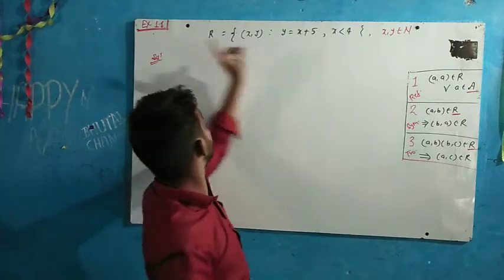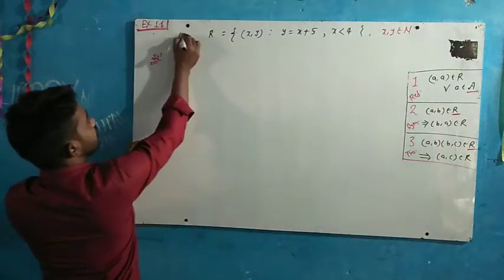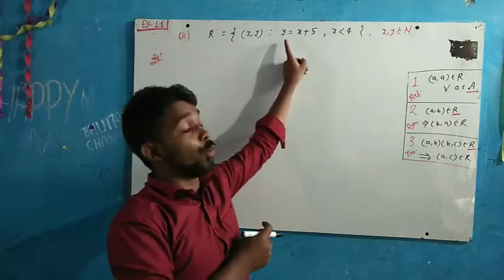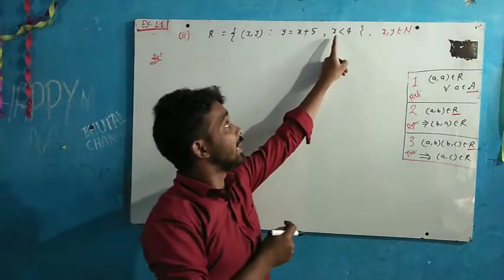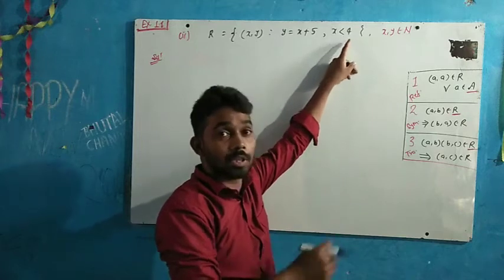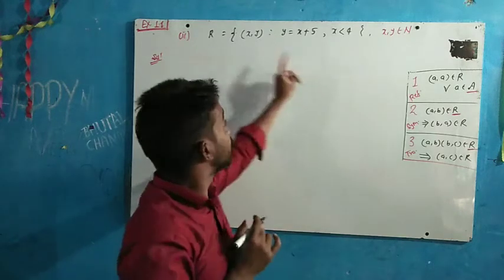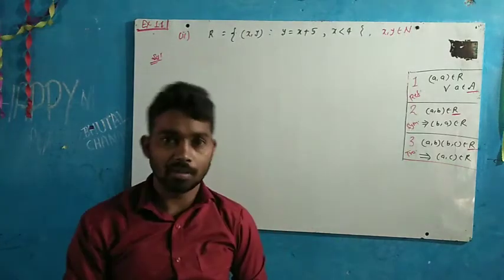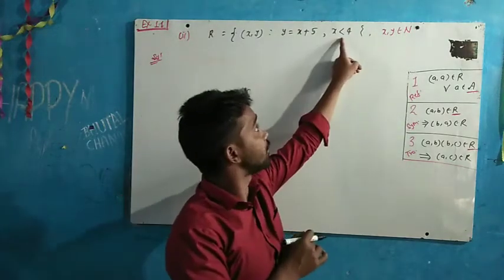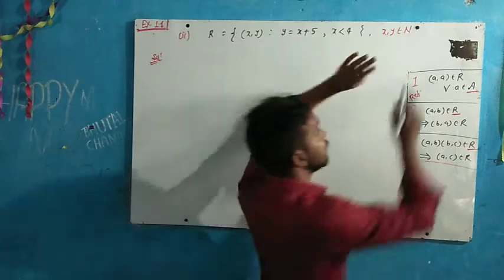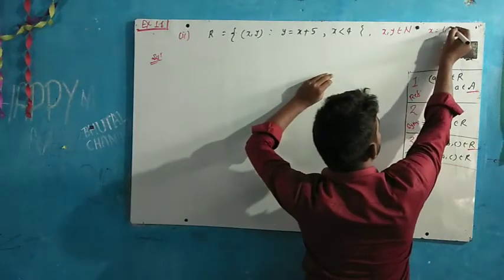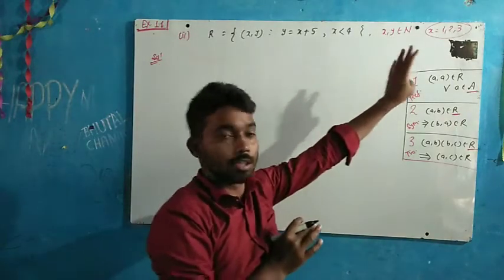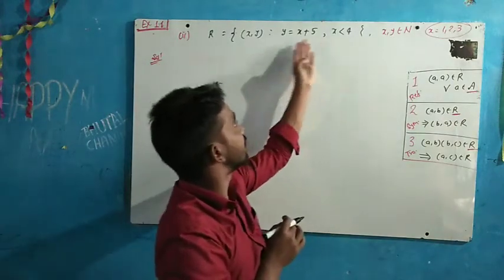Now see the first question, second part. The relation R is given as R equals the ordered pairs (x, y) such that y equals x plus 5 and x is less than 4, and both x, y belong to capital N. Capital N means natural numbers. Clear? X is less than 4 and X is a natural number. It means what values of X are possible? 1, 2, 3 only, less than 4. Clear? After putting the value of X, we can get the value of Y also.